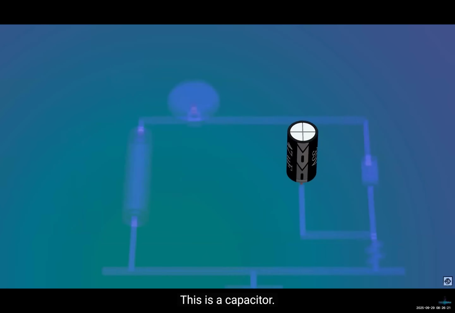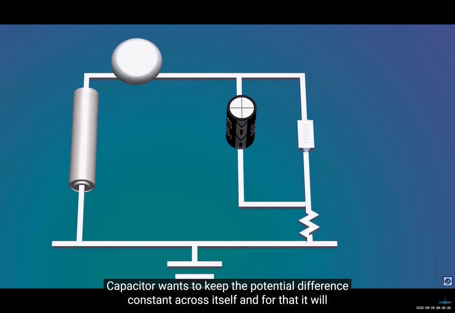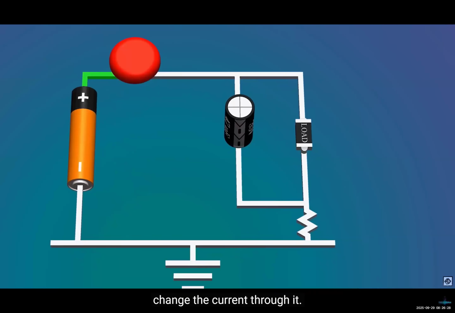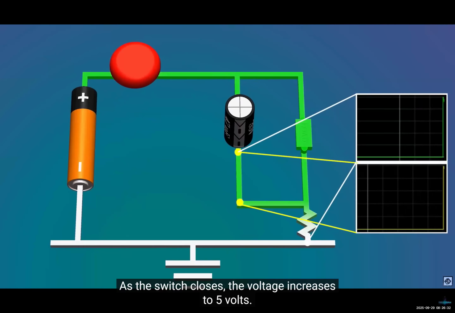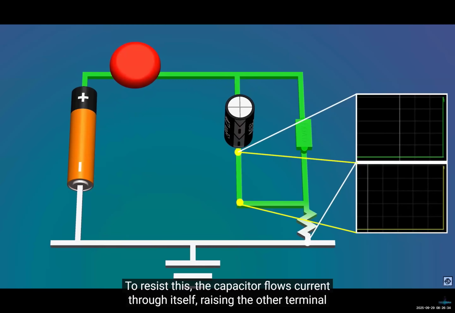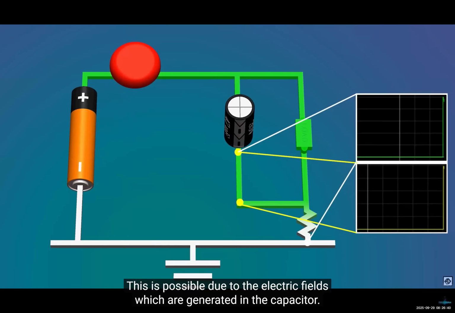This is a capacitor. A capacitor wants to keep the potential difference constant across itself, and for that it will change the current through it. As the switch closes, the voltage increases to 5 volts. To resist this, the capacitor flows current through itself, raising the other terminal to 5 volts. This is possible due to the electric fields which are generated in the capacitor.